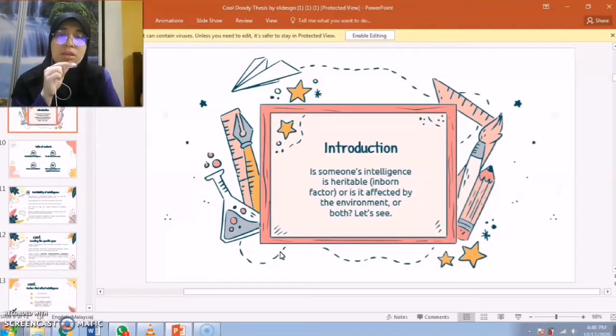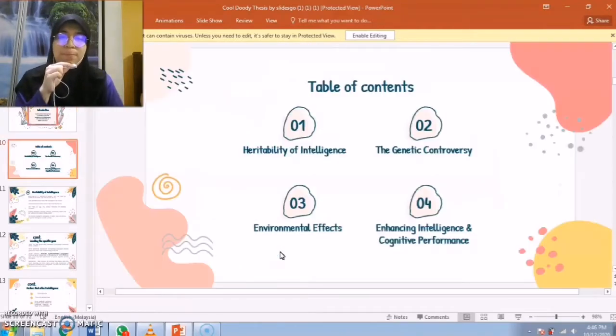So, is someone's intelligence heritable, or is it affected by the environment, or both? So, let's see. We will discuss the heritability of intelligence, the genetic controversy, environmental effects, and enhancing intelligence and cognitive performance in this subtopic.